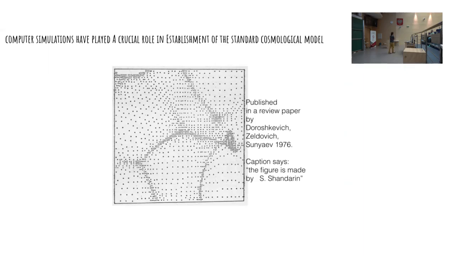But basically, here you still need to visualize the results. And this is the plot from the review paper about this field by Doroshkevich, Zeldovich, and Sunyaev from 1976. I got this plot from my friend Sergei Shandarin. By the way, that's why the caption says the figure is made by Sergei Shandarin. And interestingly, back then, the printers, at least in the East, were only alphanumeric, so they couldn't put enough dots close together.